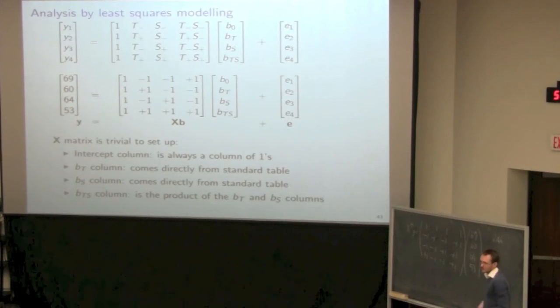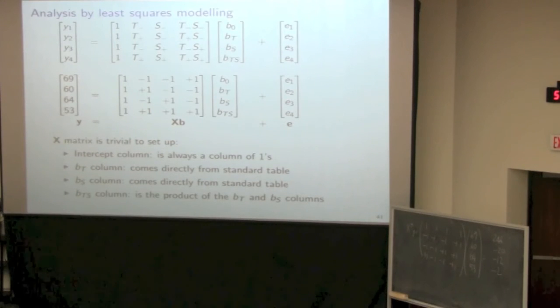What I like to do is, we actually don't have to write out X transpose y. We simply run through this y vector at the same rate as we run through the second column and just use the signs to tell us what to do. So minus 69 plus 60 minus 64 plus 53, and you'll get the same answer. In this case, that's minus 20, and then you'll get a minus 12, and minus 2.